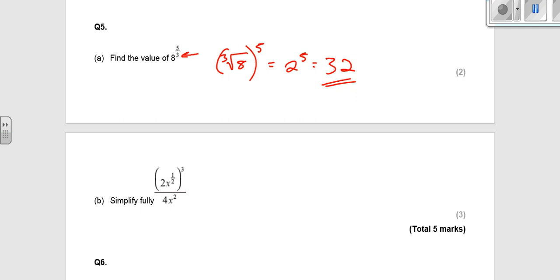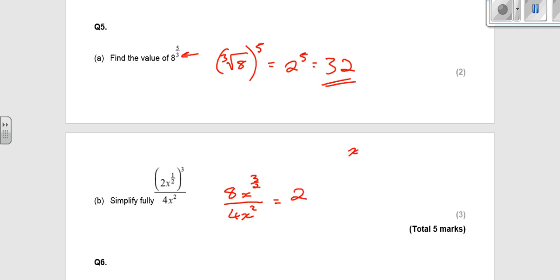Now this one wasn't done brilliantly. So we've got 2x to the power of a half, all to the power of 3, over 4x squared. So we're going to do the top first of all, or the numerator. So we're going to do 2 cubed, which is going to be 8. And we're going to do x to the power of a half cubed, so we just multiply the powers, so that's going to be x to the power of 3 over 2. And then we're going to simplify, so we do 8 divided by 4, which is 2.